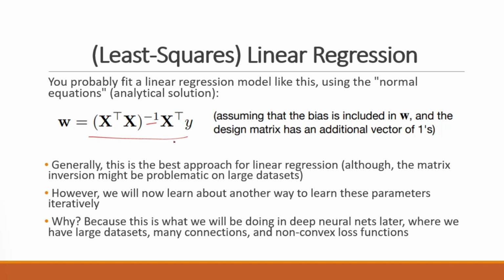However, we are going to learn about a different way of learning these parameters iteratively. The reason why we do that is because that's what we are doing in deep learning, for deep neural networks, where we have large datasets, many connections, that is many neurons, and also non-convex loss functions. For deep neural networks, there is no closed form solution or analytical solution. So we have to be a little bit creative and use this iterative way.